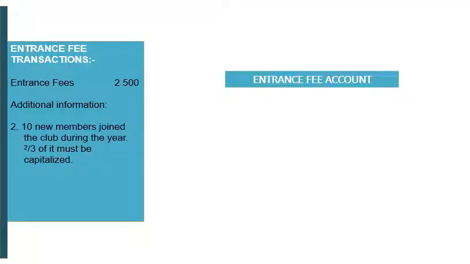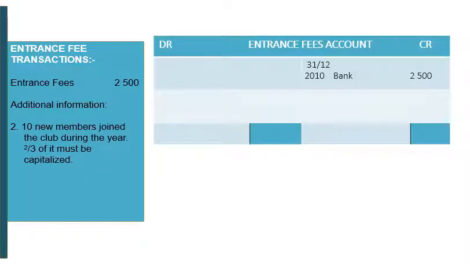Starting with entrance fees transaction, we were given that entrance fees received amounted to 2,500. Under additional information, line 2 indicated that 10 new members joined the club during the year. 2/3 of these entrance fees must be capitalized. The following general ledger entry will be made in the entrance fee account. As bank was debited with 2,500, the entrance fees was credited with the contra details of bank 2,500.